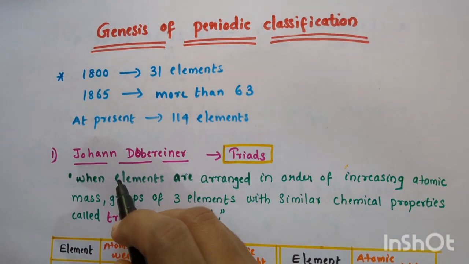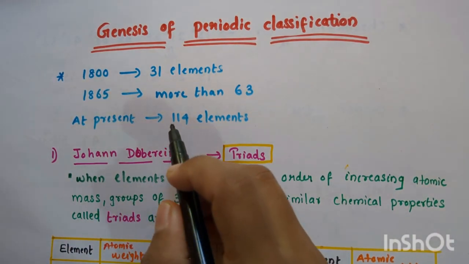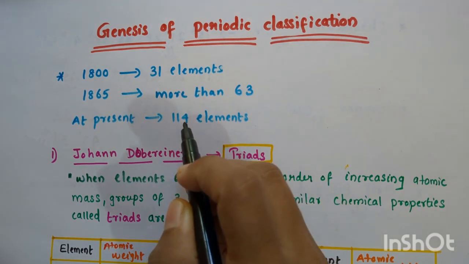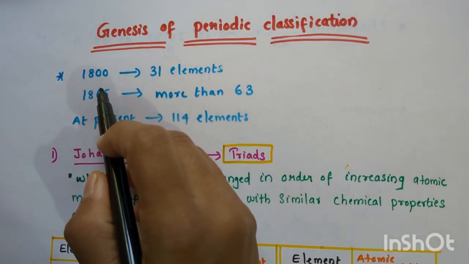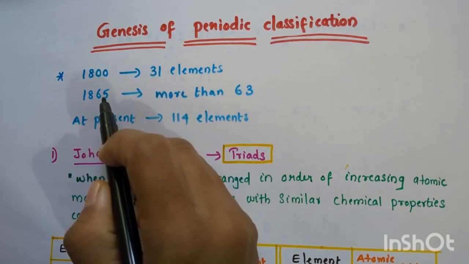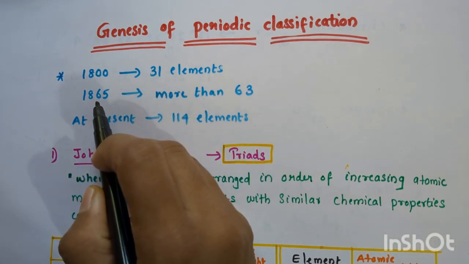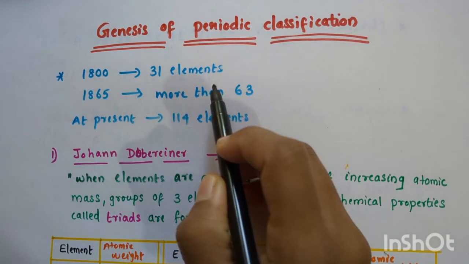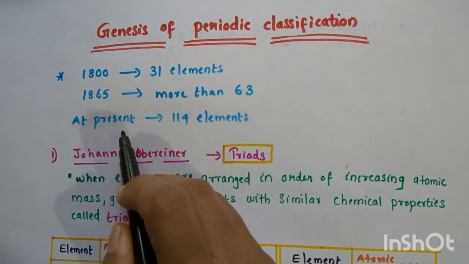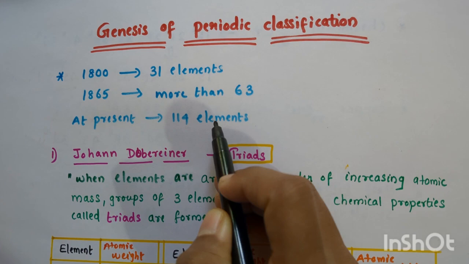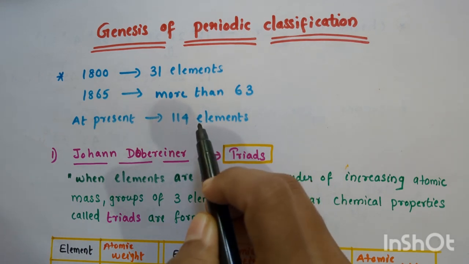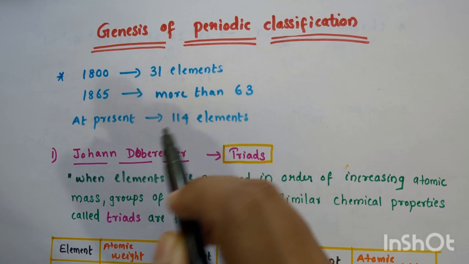You see, we know that the elements are the basic units of all types of matter. In 1800, only 31 elements were known. By 1865, the number of identified elements had more than doubled to 63. At present, we have 114 elements known. In this, the recently discovered elements are man-made elements.